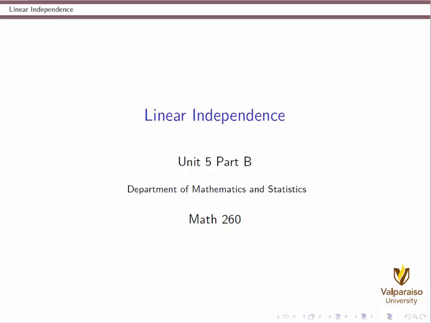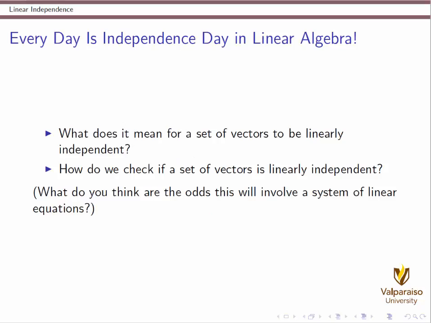Well, let's talk about the idea of linear independence of vectors. So we'll talk about what that means for a set of vectors to be linearly independent, and then knowing that, how do we check if a set of vectors is linearly independent? And what do you think the odds are that we will boil this down to solving a system of linear equations? I think the odds are pretty high.